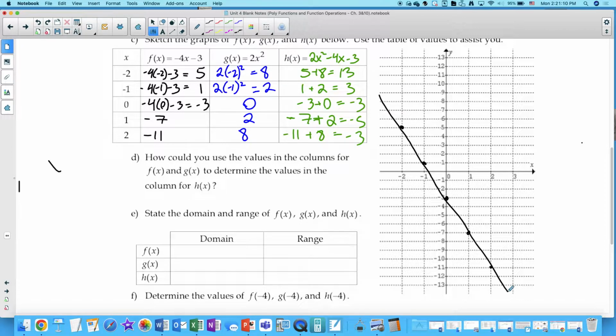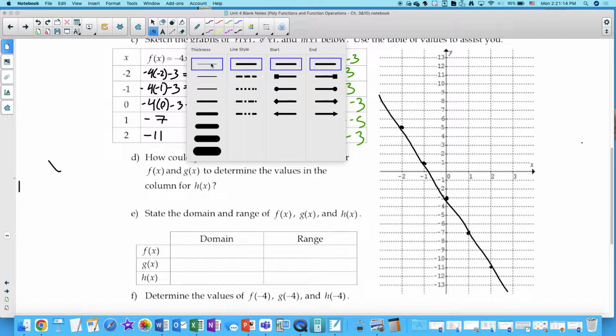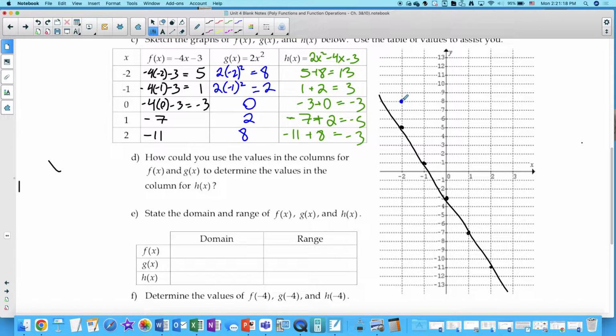Okay, and then the blue one is a parabola. So negative 2, 8; negative 1, 2; 0, 0; 1, 2; and 2, 8. There we go.